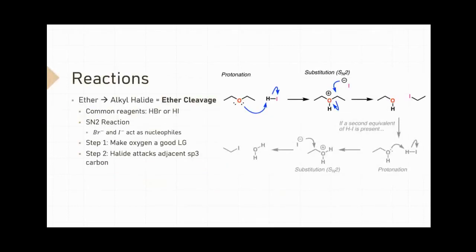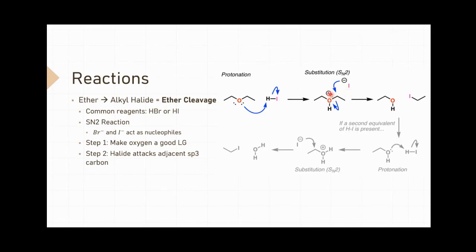Alright, so for reactions, one of the important reactions is ether cleavage. It's when you react the ether, usually with HBr or HI and heat. So it's an SN2 reaction where the ether gets a hydrogen from HBr or HI, and it'll make this positive oxygen with an H right here. And once you make this, you just do a regular SN2 attack with the other portion of the reagent.